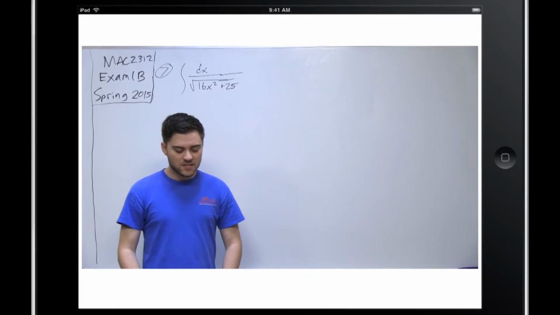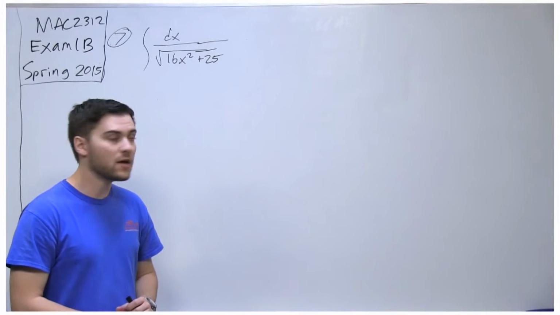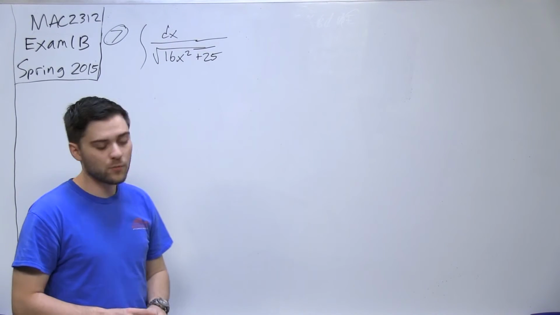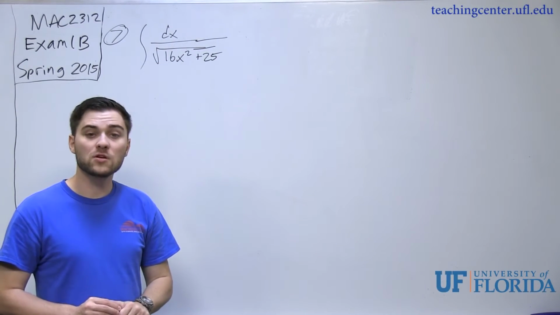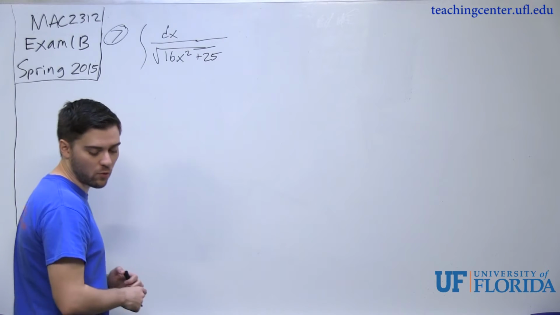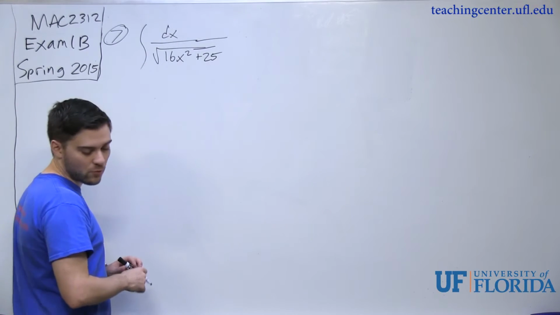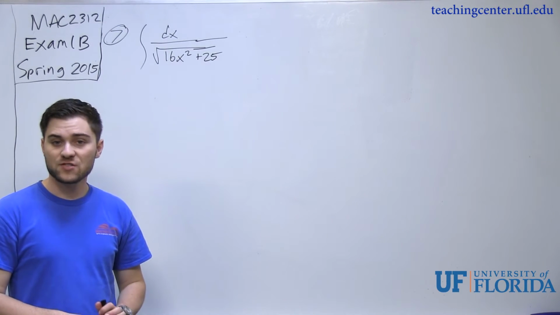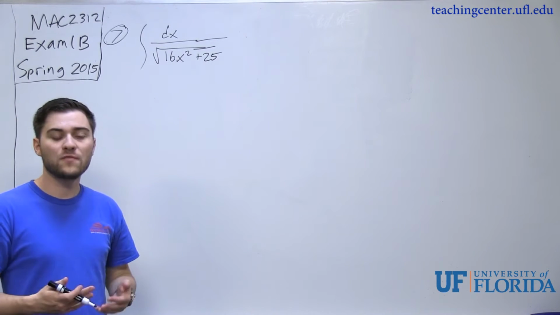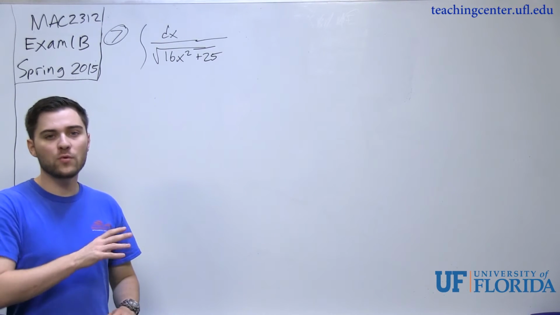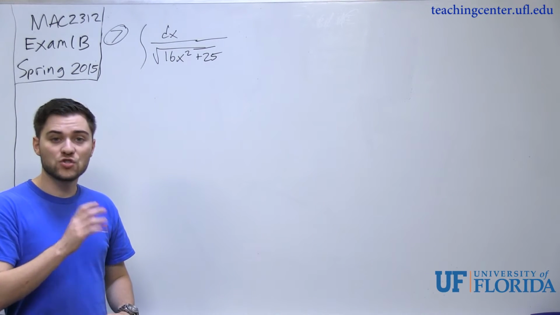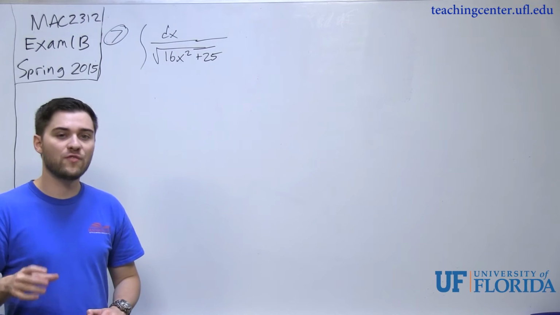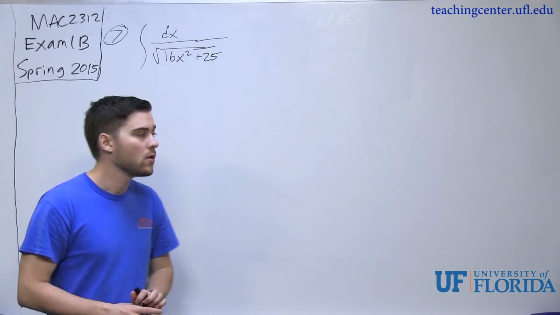Number 7 says use trig sub to transform the integral dx over the square root of 16x squared plus 25 into a trig integral, then evaluate the trig integral in terms of theta. No need to trace back to the variable x. So this wants you to go through, solve the integral, but at the very end you don't need to convert back to your original variable x using the triangle.